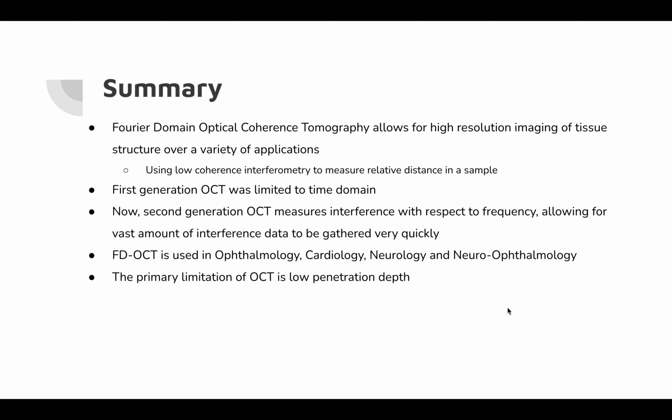Fourier domain OCT is used in ophthalmology, cardiology, neurology, and neuro-ophthalmology. Fourier domain OCT is very powerful and versatile, however is primarily limited by a lack of penetration depth.